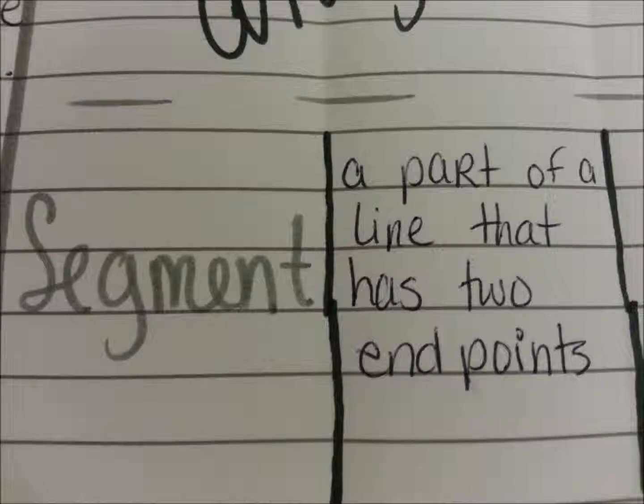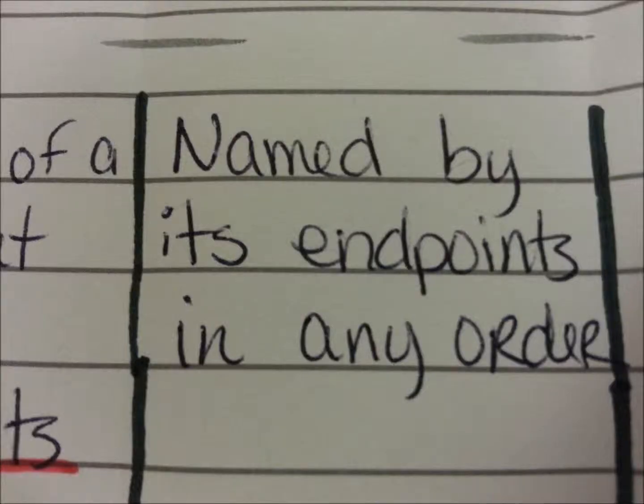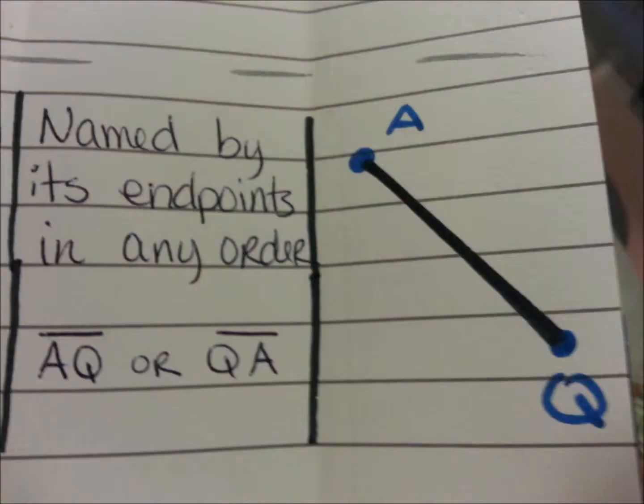The next word we're going to talk about is segment, in particular a line segment. It's a part of a line that has two endpoints. What's an endpoint? Well, it's a point that's the end of a segment, kind of like what you're going to see in a moment. Anyway, line segments are named by those endpoints, and they can be in any order. So this line segment could be named AQ or QA.